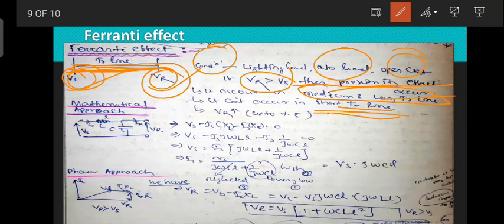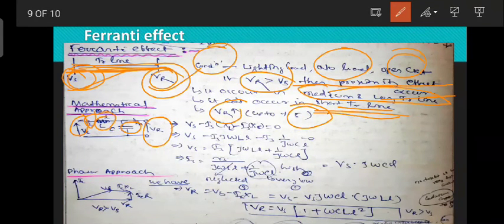And the receiving end voltage increases up to, I think, 5%. It increases up to 5%. Okay, remember that. And this is our mathematical approach. Here one inductance is connected in series with the capacitance, and this is our receiving end voltage, this is our sending end voltage, this is sending end current.